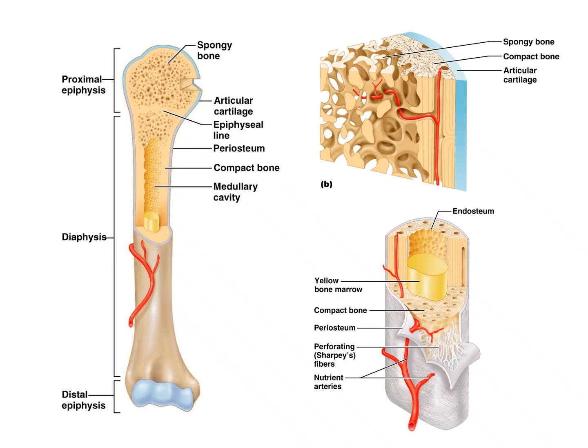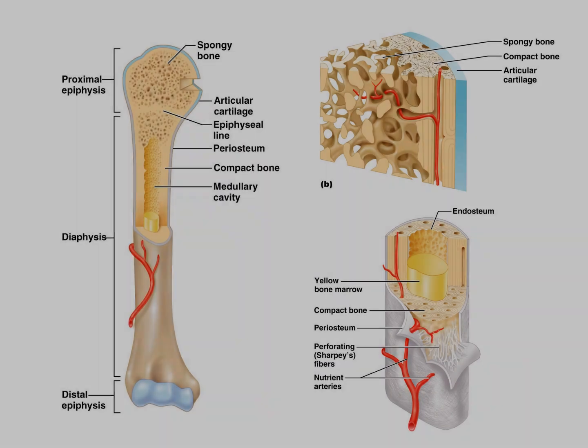In addition, a small pie-shaped piece was removed from the proximal epiphysis and is magnified in Figure B to show the structure of compact and spongy bone. The picture in the lower right is through the diaphysis. It shows mainly compact bone, yellow marrow, and the periosteum, which brings blood vessels to the bone.